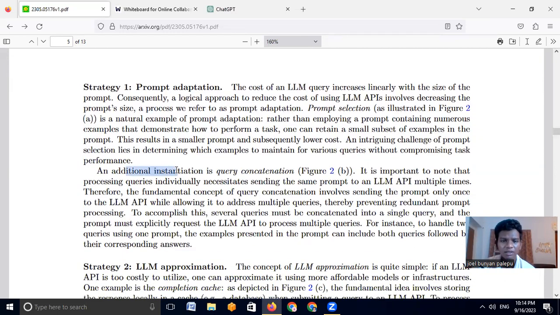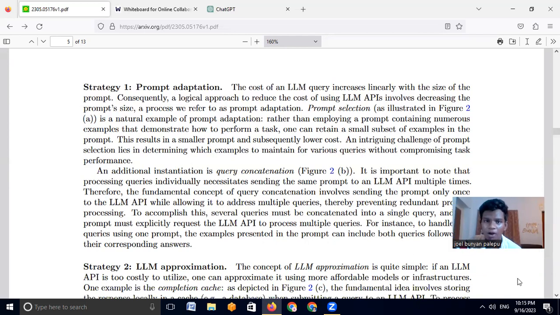All right. So what they have told here is that the smaller the size of the prompt, the more efficient the model actually is, and the lower the cost. Rather than employing a prompt containing numerous examples that demonstrate how to perform a task, one can retain a small subset of examples in the prompt. So I think we are going to decrease the number of elements in the prompt, maybe just taking the most important words and sending that to the language model. I think that is what we are going to do.